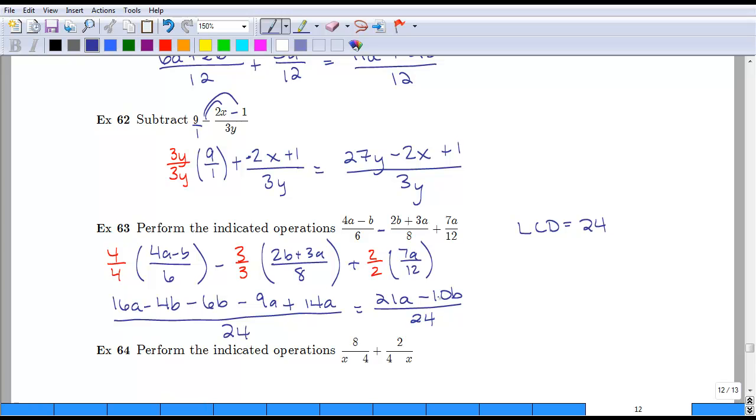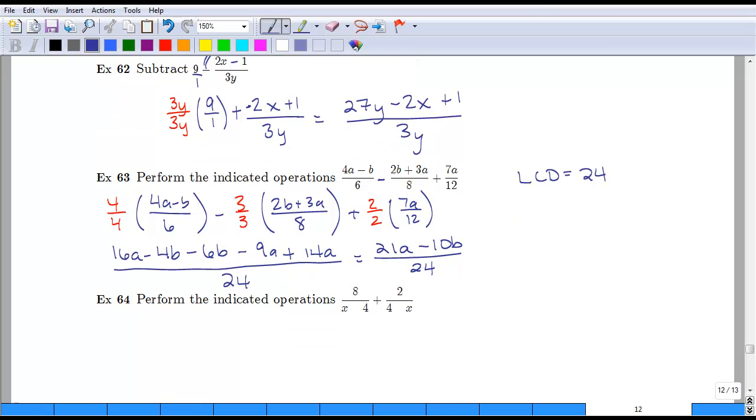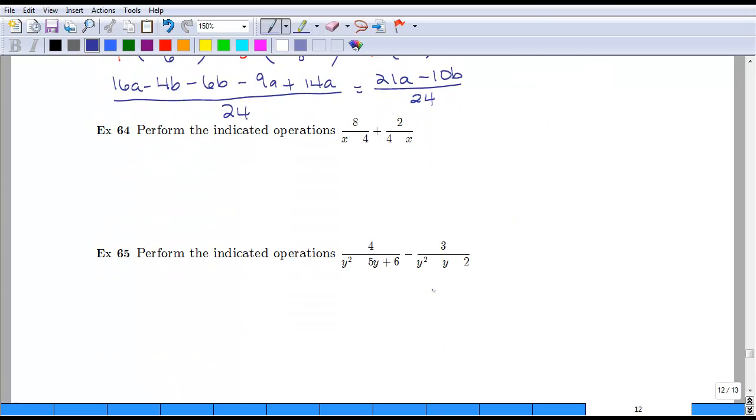Again, there's nothing in common in the numerator to factor out, so this is as far as it goes. We have a few more examples here. And one thing I want to point out, and we talked about this in the previous video, is that sometimes we need to be able to factor out a -1 to change the order of the terms.